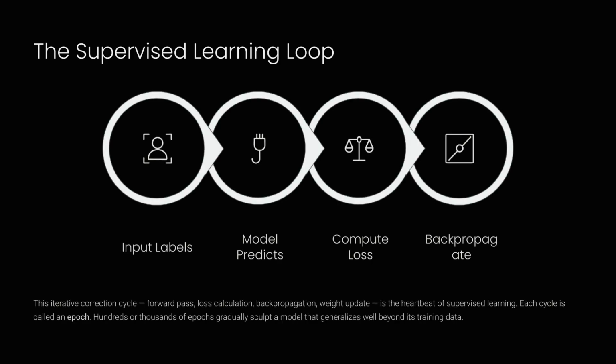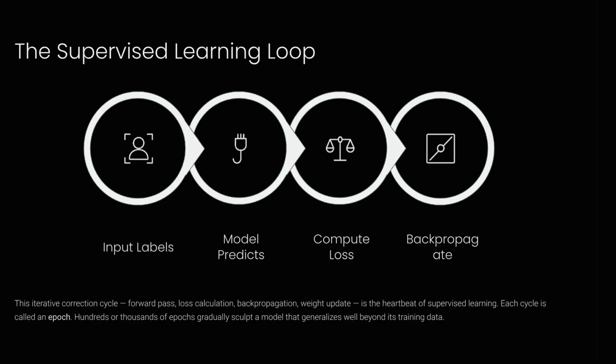The supervised learning loop is an iterative correction cycle called an epoch. It includes a forward pass, loss calculation, backpropagation, and weight updates. Hundreds or thousands of epochs sculpt a model that generalizes well beyond its training data.